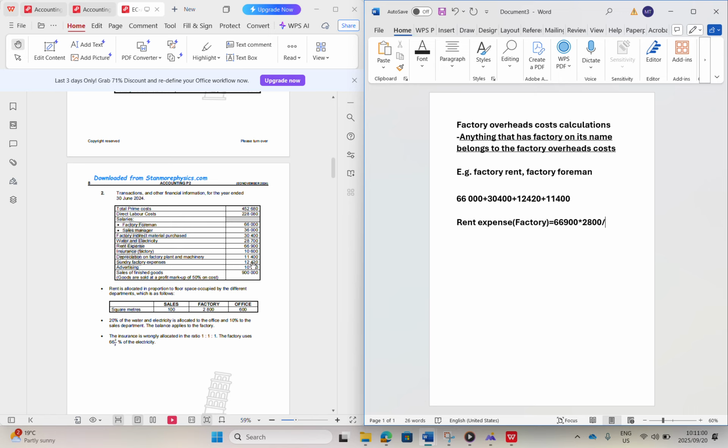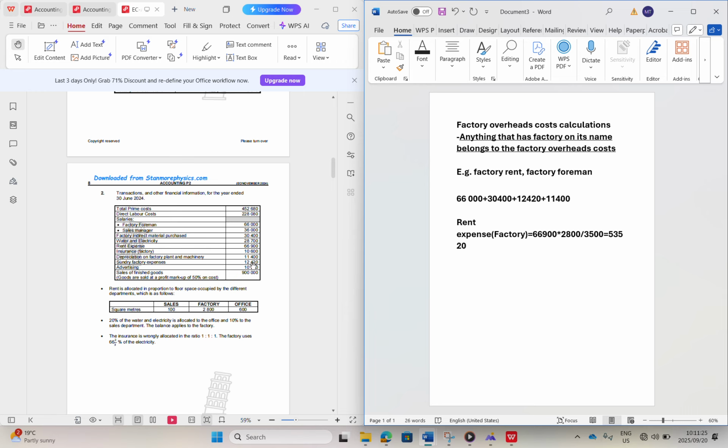So you take 66,900 multiplied by 2.8 over 3.5. This will give you your total. So it's 2.8 divided by 3.5 multiplied by 66,900. So you'll get 53,520 as your rent expense.